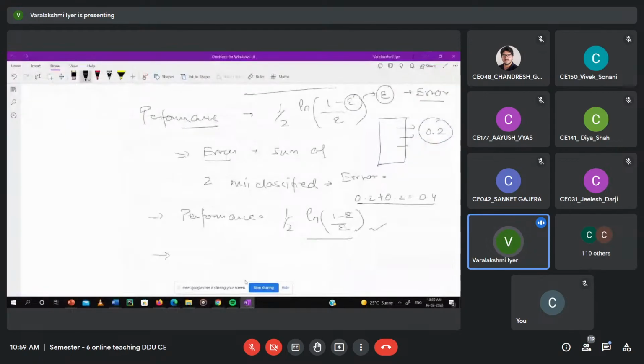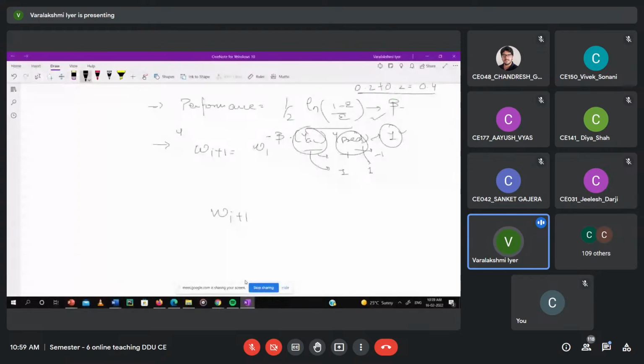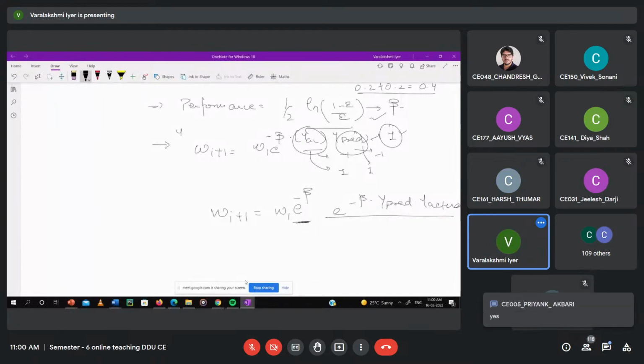So for a correctly classified sample, wi plus 1 will be equal to wi into e raised to minus performance. Let us say performance equals beta. So minus beta into y actual into y predicted. If y actual is -1, y predicted will also be -1, and if it is +1, it will also be +1. So you can directly say this whole product will be equal to 1 only, right? So wi plus 1 will be equal to wi into e raised to minus beta. I'm sorry, I forgot to mention the e. Okay, e raised to minus beta into y pred into y actual. Is this clear? Now, how to calculate the whole sum? Is it clear now, Priyank?